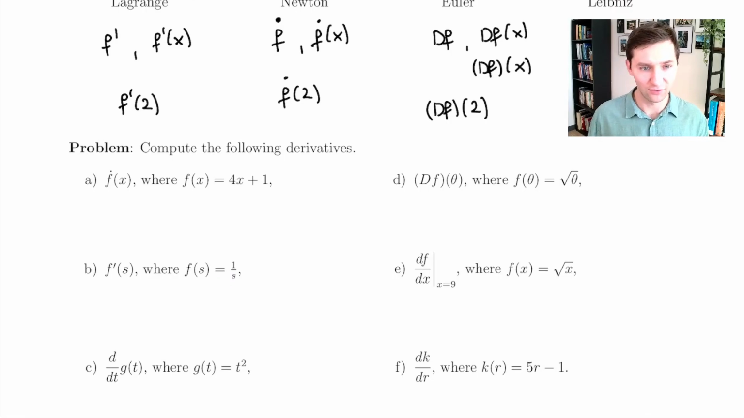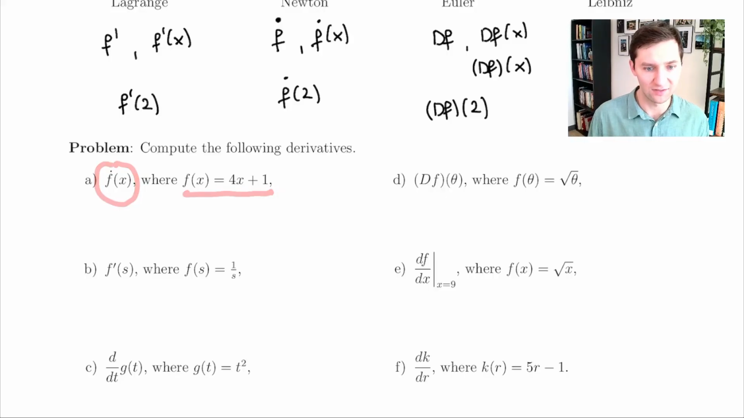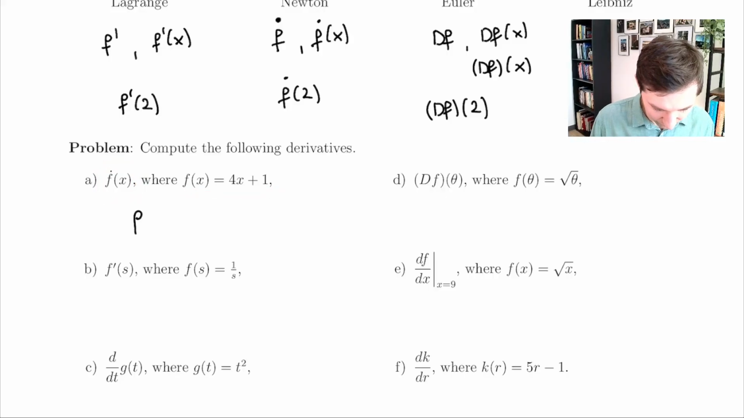We must first compute the derivative of f, where f is given by this function. Because it's a linear function, I know that the derivative is the slope, which in our case is 4.